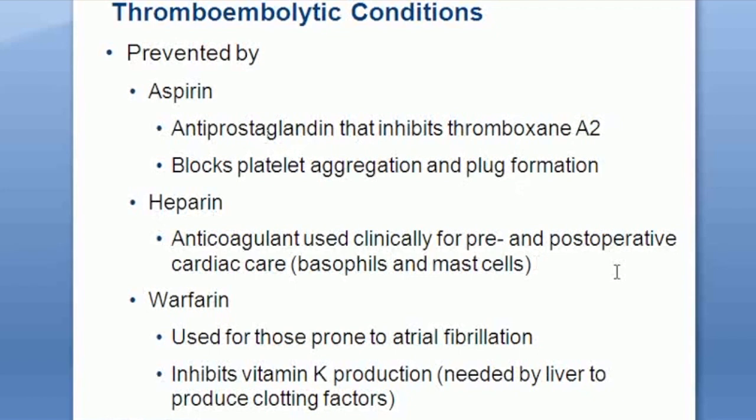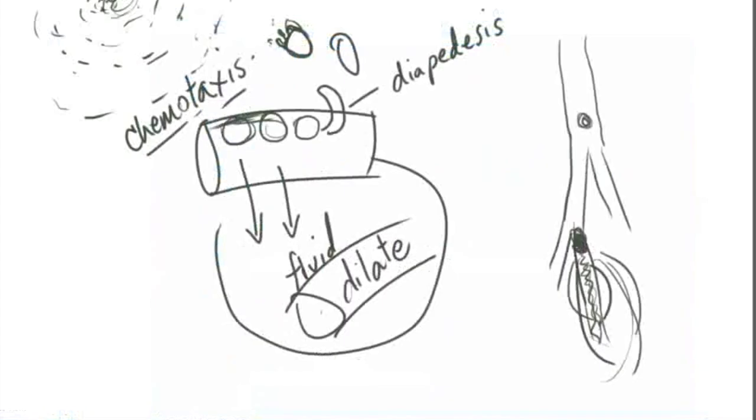Heparin we talked about. Produced by basophils and mast cells as well, just like histamine. And have you ever heard of warfarin or Coumadin? What's its other name? Yeah, they call it a blood thinner, right? Vitamin K. What do you know about vitamin K? It is considered a clotting factor.